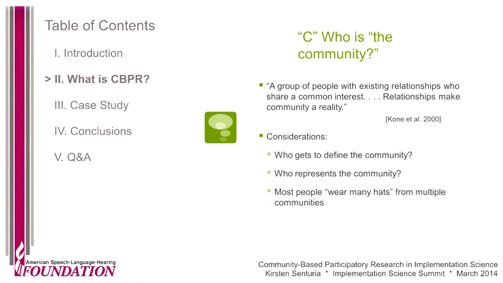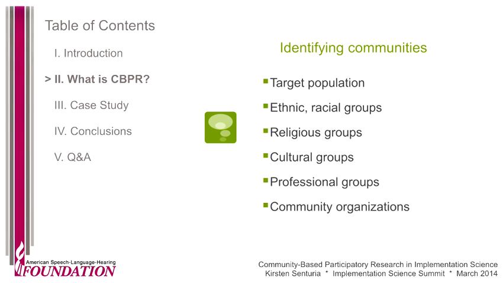So most people wear many hats from multiple communities, as we all do, and then you'll see how that fits into your project. So we can identify communities lots of different ways. Maybe it's your target population. For example, school-age kids with asthma. That could be a community that you're working with. Maybe it's ethnic or racial groups, Latinos, East Africans, Native Americans. Maybe it's religious groups. It's Muslims belonging to a particular mosque, for example. It could be a cultural group. Immigrant survivors of family violence is one of the groups that I work with. Or it could be a professional group, which I'm sure a lot of you are already interacting with, maybe local PTSA groups, new parent support groups, et cetera. So there's lots of different ways to select and identify communities that you might work with on a project to strengthen your project.